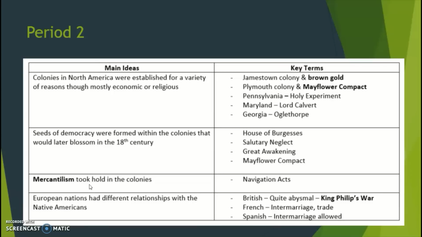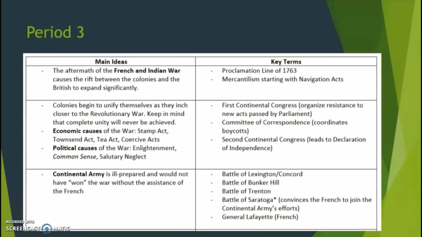Whereas the French had actually really good relations. It was based on trade. You even saw some intermarriage. And then the Spanish, certainly we had the encomienda system, but there was intermarriage being allowed. So that was not as rigid as we saw with the British. So those are the main ideas of period 2. Let's move on right now to period 3.